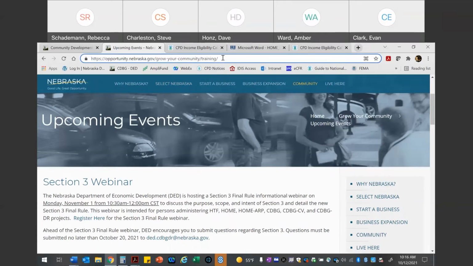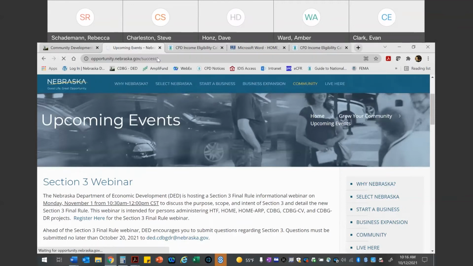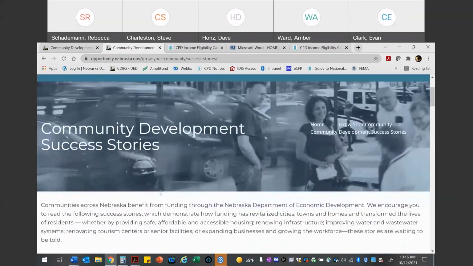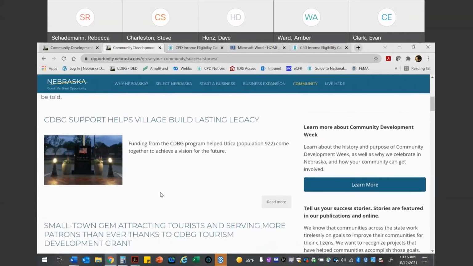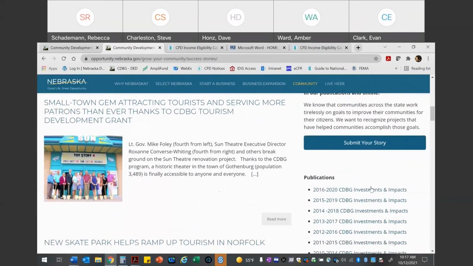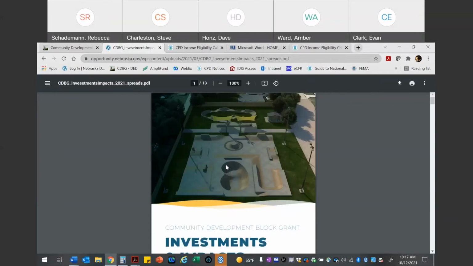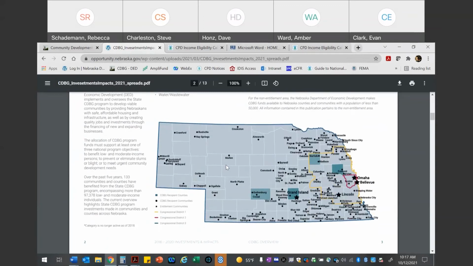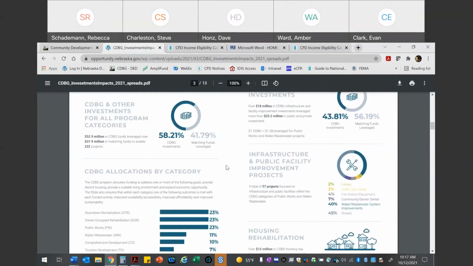Oftentimes we want to market the program, so that's why it is important to have pictures of your owner-occupied rehab and downtown revitalization programs. It inspires other communities, and we like to highlight them in press releases. Also, our 5-year CDBG investment and impacts brochure, which we will be starting to work on in the next couple of weeks. So here's our most recent one. Hopefully it blows up. We do try to feature each opportunity that we have put funding into, giving everyone an overview of our program and how funds are spent each year.